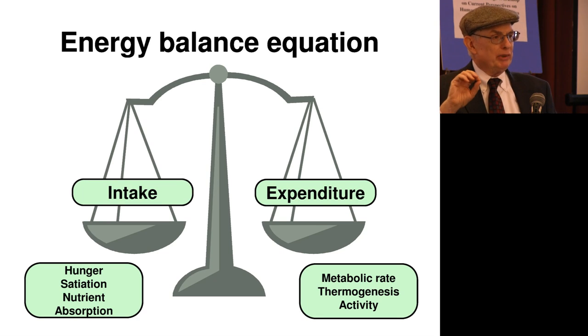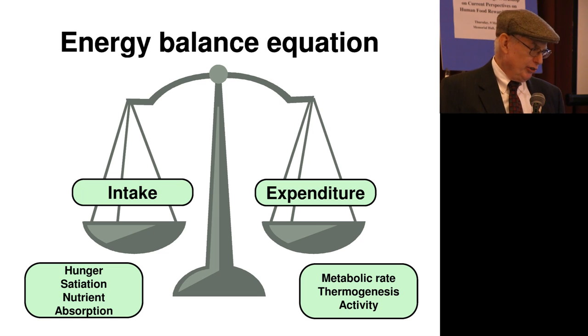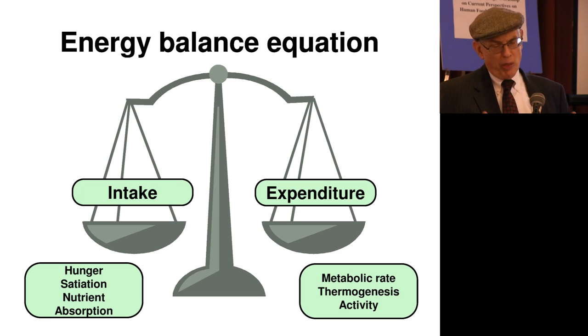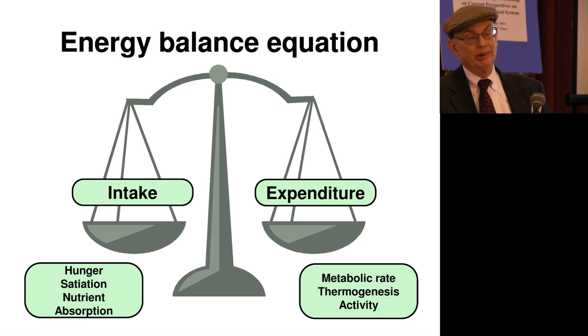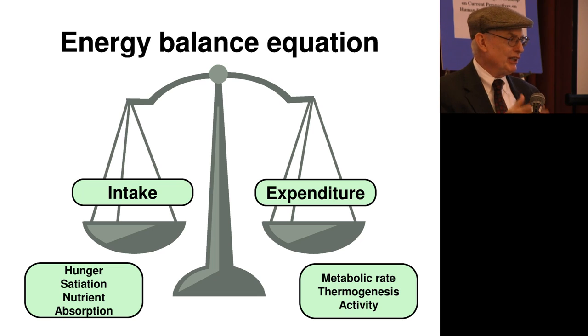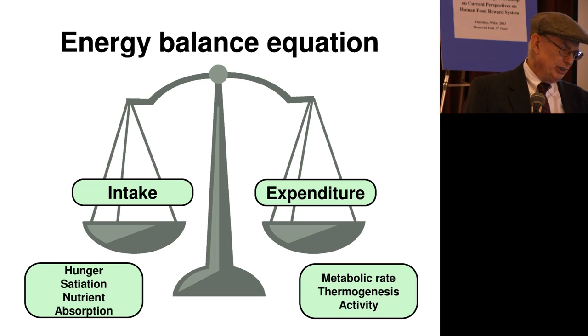I was brought up, that means when I was a graduate student, to believe that our energy balance fits some kind of a model like this. We do more work, we eat more food. We eat more food, we gotta exercise more to get rid of it, that everything's in balance. It's a nice homeostatic model. And the question is, what are the kinds of data that support this?